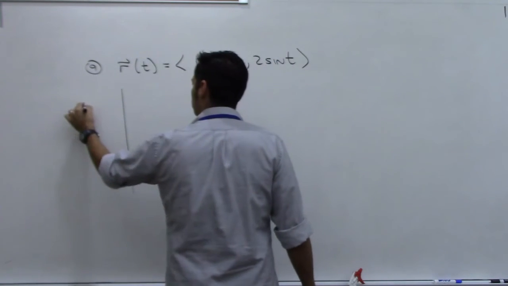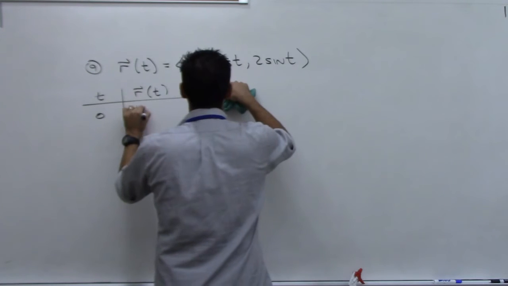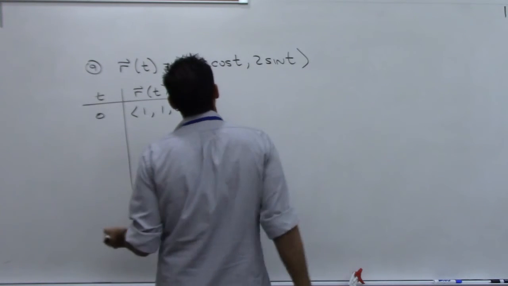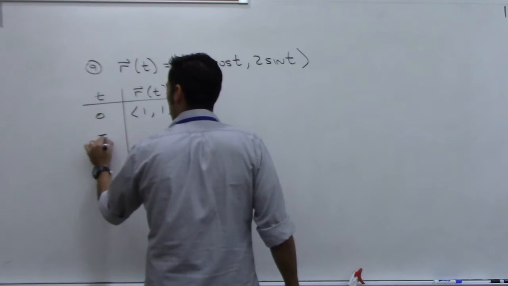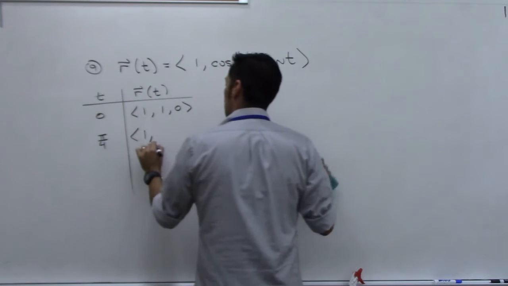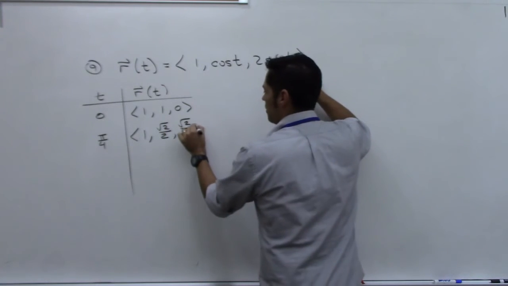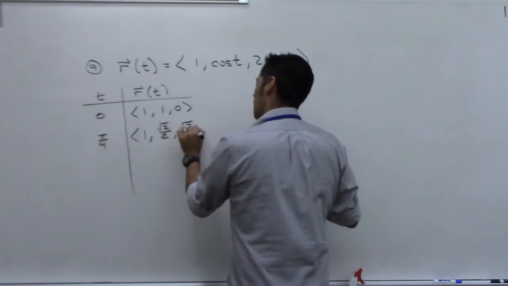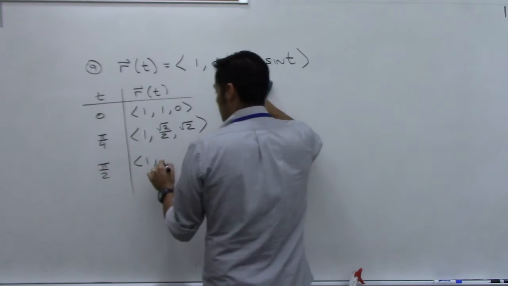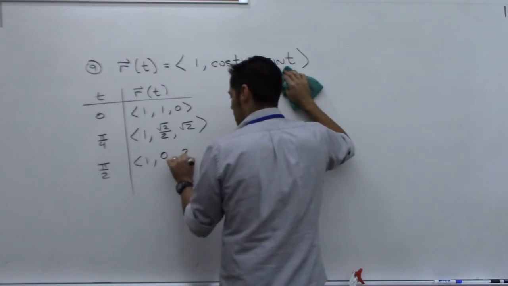So if I make a table, I'm just going to put r of t here this time. If t is 0, I get the vector 1, cosine of 0 is 1, sine of 0 is 0. If I plug in pi over 4, I get 1, that never changes. Cosine of pi over 4 is root 2 over 2, and sine of pi over 4 is root 2 over 2, but then times 2, so that's just root 2. And then pi over 2, we get 1 again. Cosine of pi over 2 is 0, and sine of pi over 2 is 1, but then times 2.